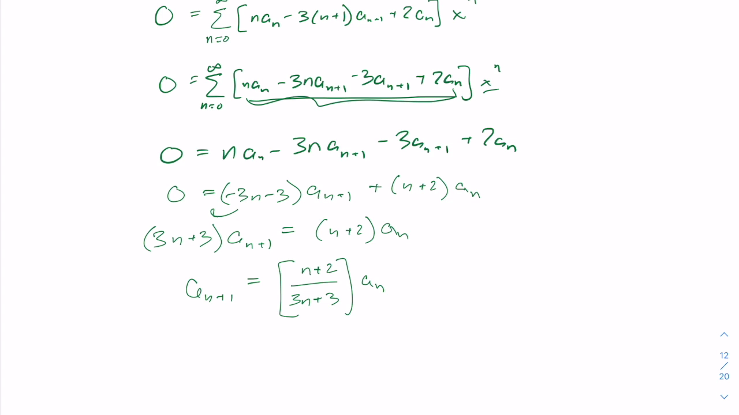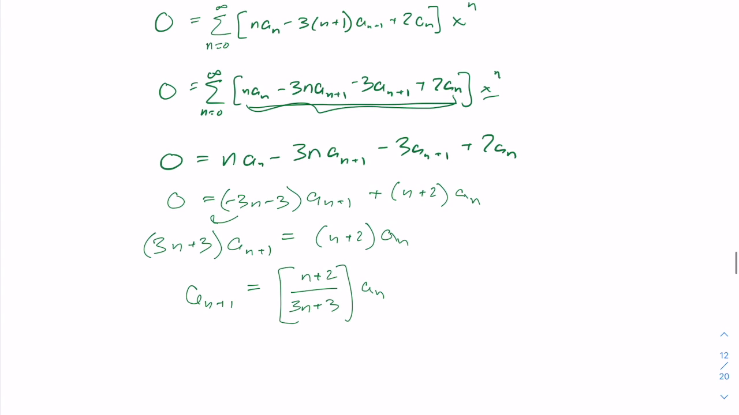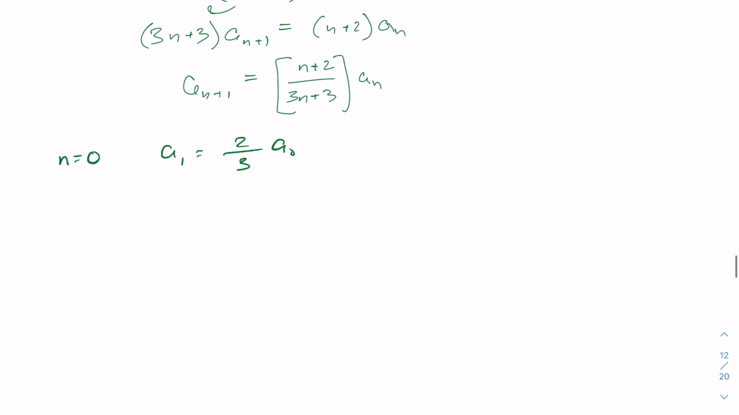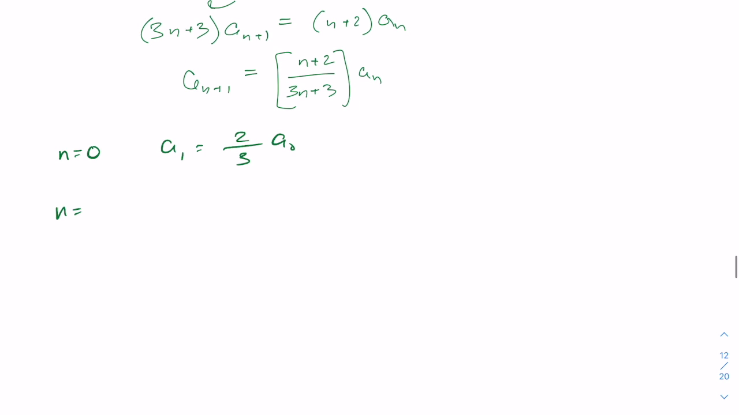So what I'm going to do now is start plugging in the n's. These start with n equals 0. Let's plug that in. So what happens when n equals 0? I have a sub 1 is equal to 2/3 a sub 0. Good. When n equals 1, I have a sub 2 is equal to 1 plus 2 is 3. This might be easier if I write it as (1/3)(n plus 2 over n plus 1) a sub n, that might be easier.